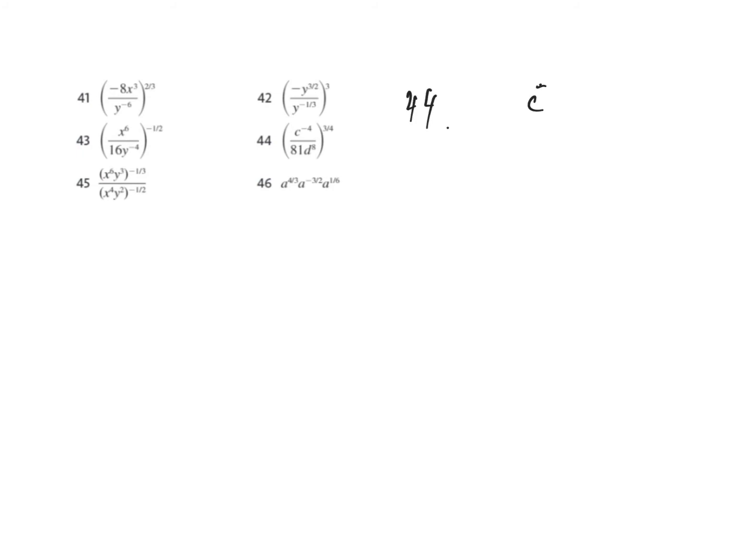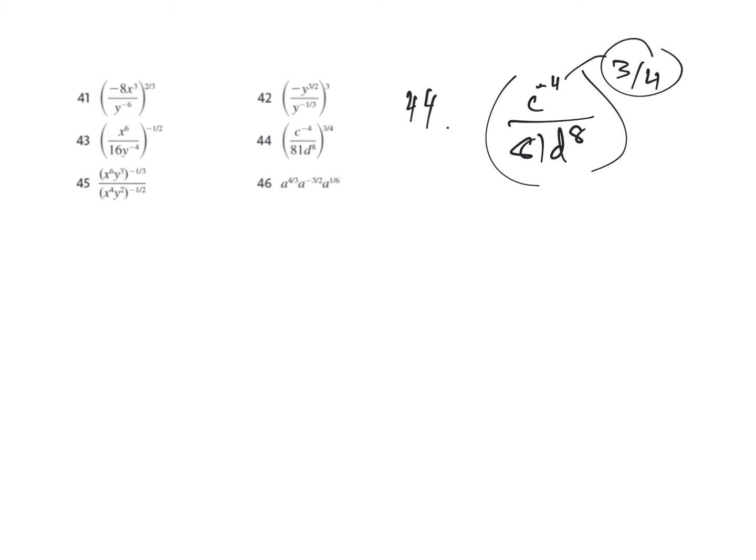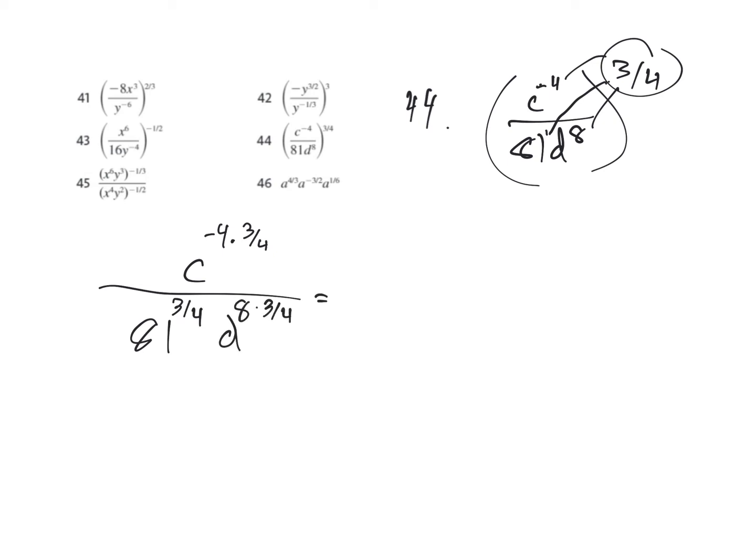c to the negative 4 over 81d to the 8th, all of that raised to the positive 3/4. So let's distribute the 3/4 to every exponent, including the 1 on the 81. So c to the negative 4 times 3/4 all over 81 to the 3/4, and d to the 8 times 3/4. So this is going to be a negative 12 over 4, or c to the negative 3.